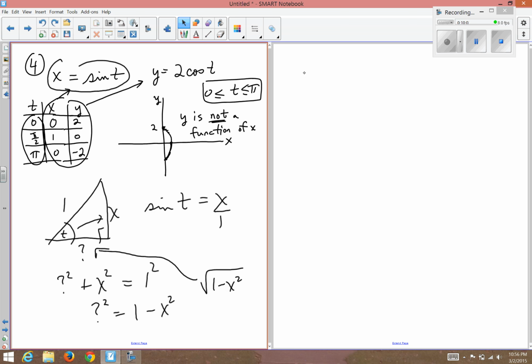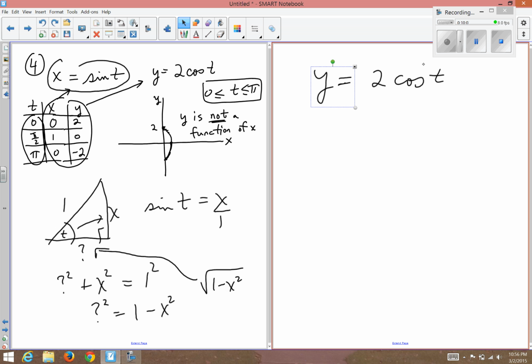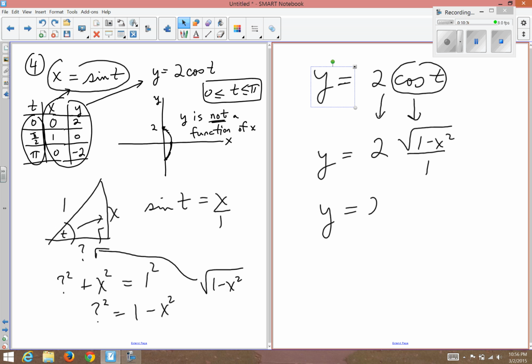The other equation, y equals 2 cosine t. Cosine t can be replaced with adjacent over hypotenuse. Cosine is adjacent over hypotenuse. And bring down the 2 and the y equals. So we have y equals 2 radical 1 minus x squared, which can be written many other ways.